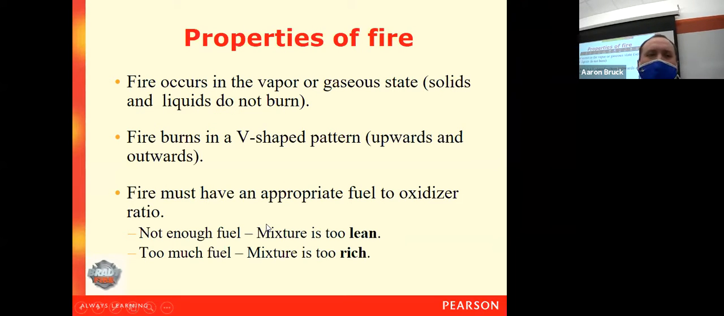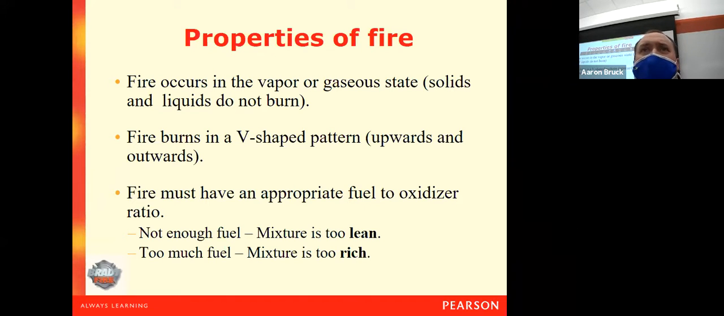All fires occur in vapor states. We talked about this a little bit when we talked about flammable liquids. The liquid itself isn't what's burning. When we talk about solids, the solid itself isn't what burns. It is that the heat of the reaction is causing that solid material or that liquid material to vaporize.